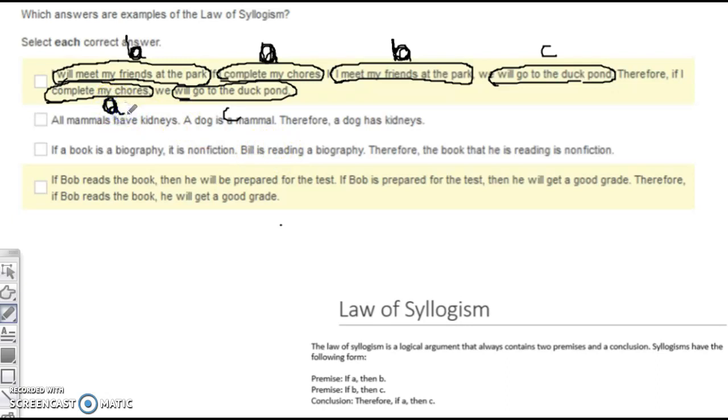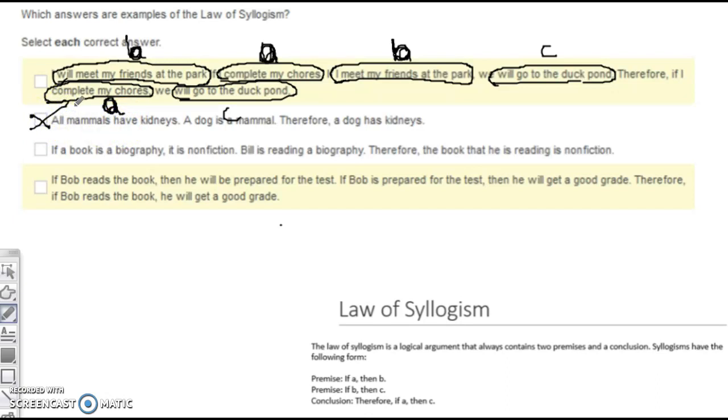Okay, the next one. All mammals have kidneys. A dog is a mammal, therefore a dog has kidneys. Y'all, that's not even in an if-then form. That is just deductive reasoning. That's just based in fact. So that's not a law of syllogism or detachment.